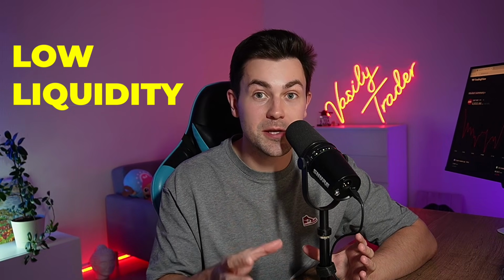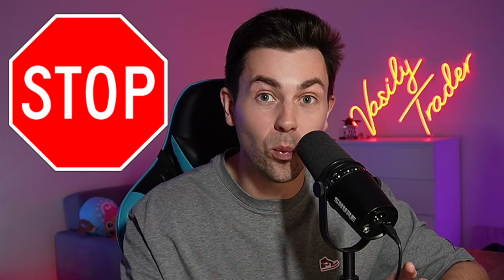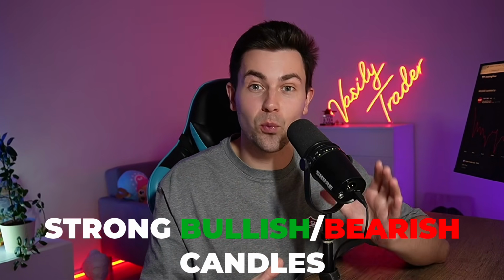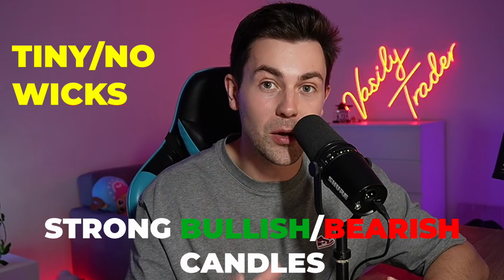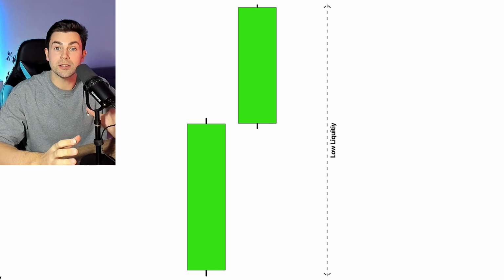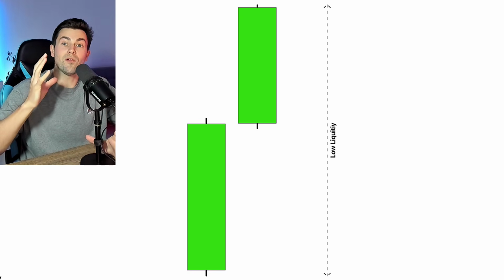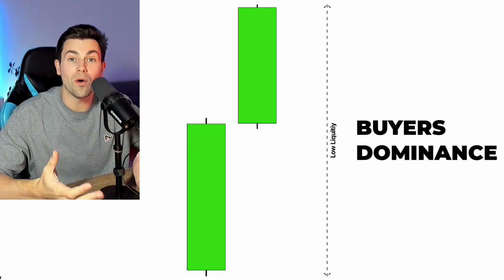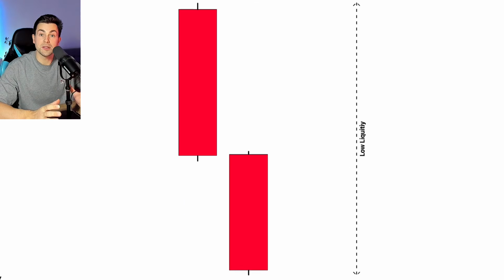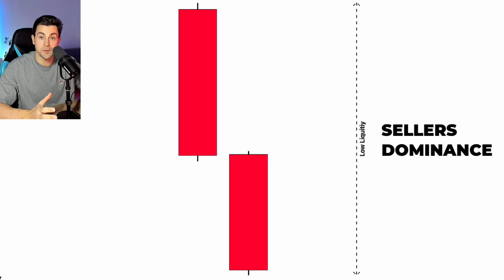Now let me explain how to identify low liquidity zones easily, because that will be the zones to avoid trading, while high liquidity zones will be the best places to trade from. Strong bullish or bearish candles with tiny or no wicks will be a perfect indicator of a low liquidity. High momentum bullish candles with little or no wicks will signify a clear dominance of the buyers with a very low presence of the sellers.